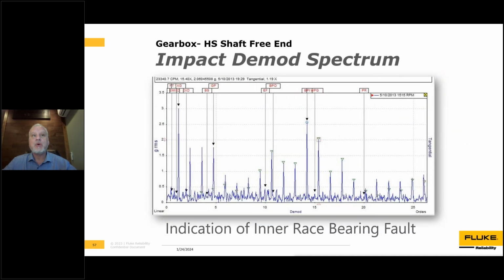And when we looked at the impact spectrum, we had indications of an inter-race bearing fault. So we had BPI, we had side bands. We also had rotation rate harmonics, so there was some looseness associated with it.